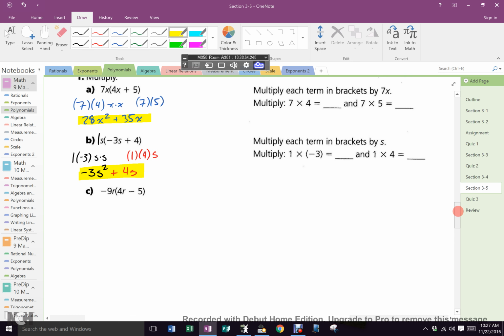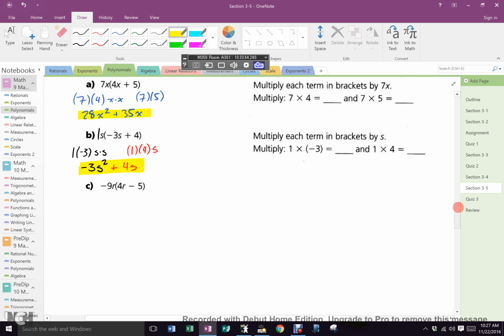Okay, let's look at C. Now C is a little weirder. What makes C weird? It's a negative out in front, but does that change anything that we do? No. The first one is what? Negative 9 times positive 4 and r times r. What's negative 9 times positive 4?